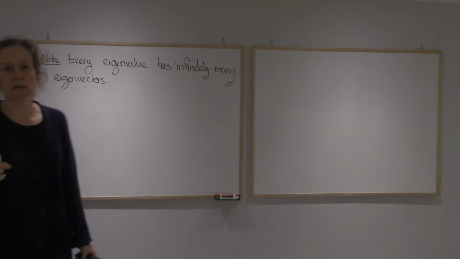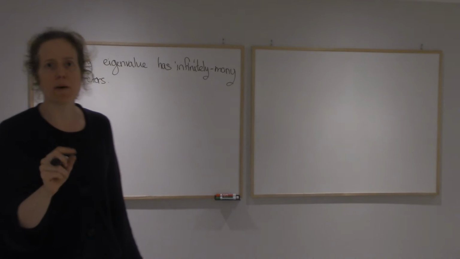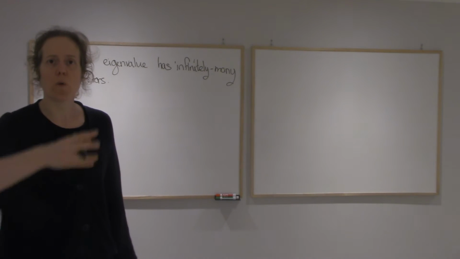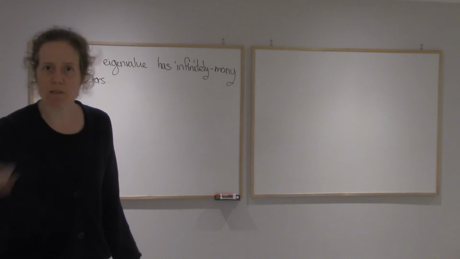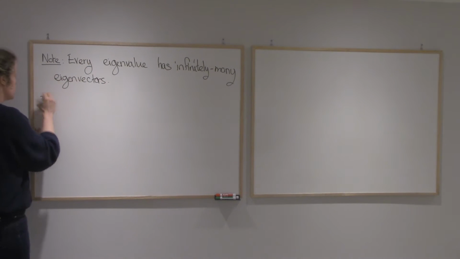So to truly understand eigenvectors and truly understand the matrix, we need a bit more than just an eigenvector. We need to know what all eigenvectors together look like. So we're going to do just that.